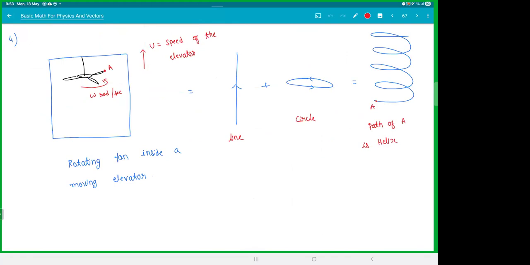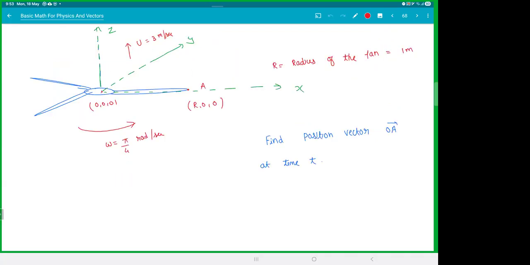If you look at the fan inside your lift, when the fan is rotating and the lift is going up, how does the particle actually go? Just imagine the fan inside your lift. How does the fan go in a circle? How does the lift go? Straight line? If you combine a straight line and a circle, what do you get? A helix. Is that making sense? It will just keep going up and up and up.